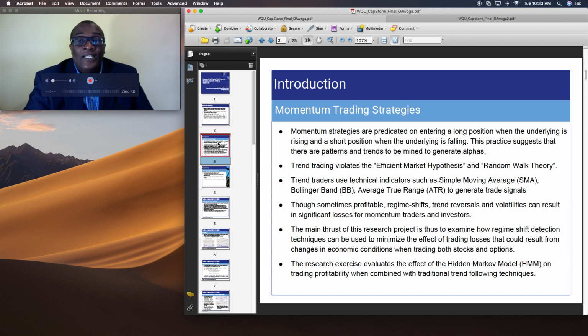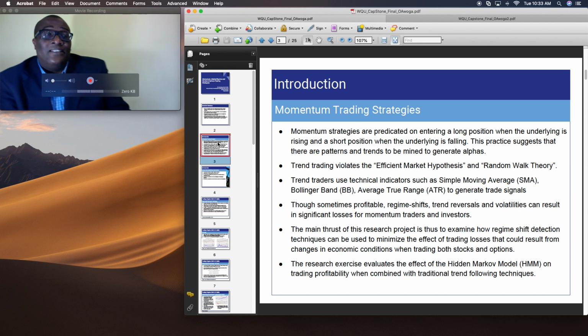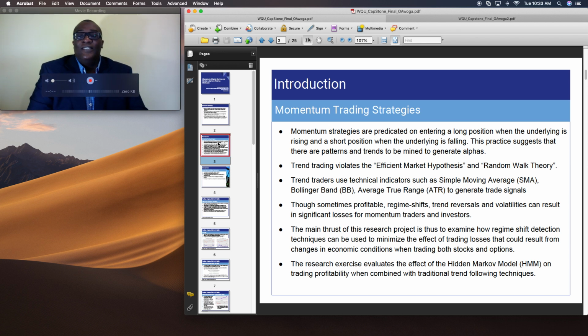However, a stock that is moving in an upward trajectory can suddenly reverse and start to decline. Therefore, momentum traders must track volatility in the market. Otherwise, a previously profitable position can reverse course and start to move in a different trajectory and lose money.